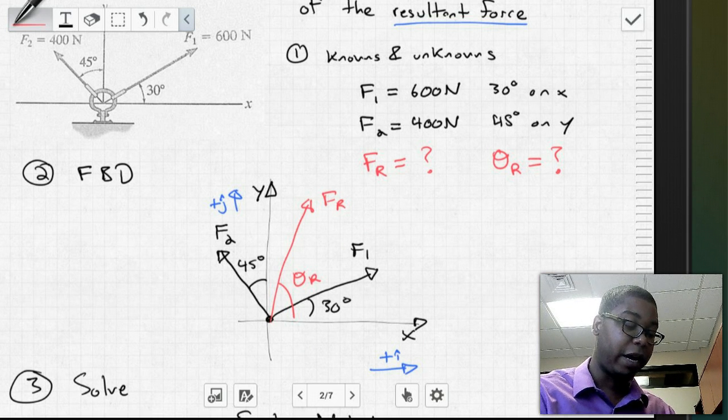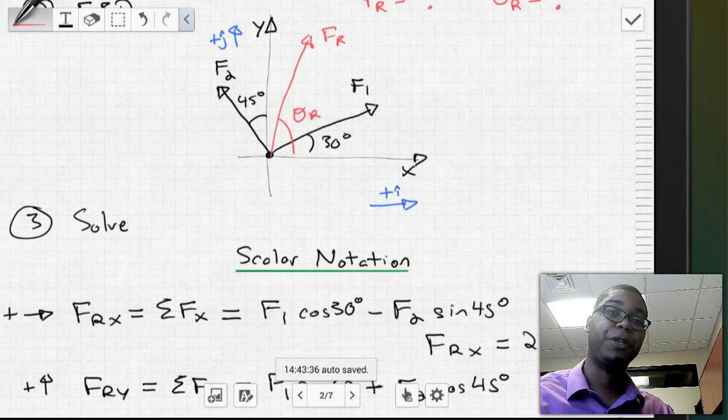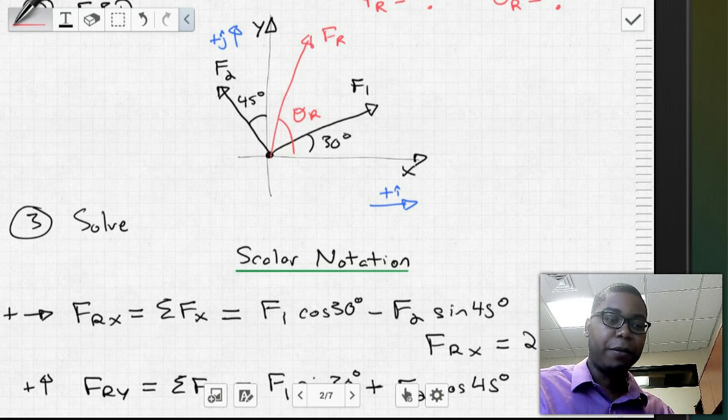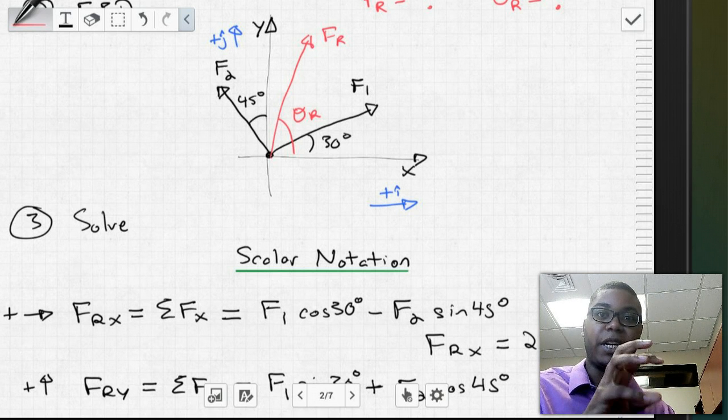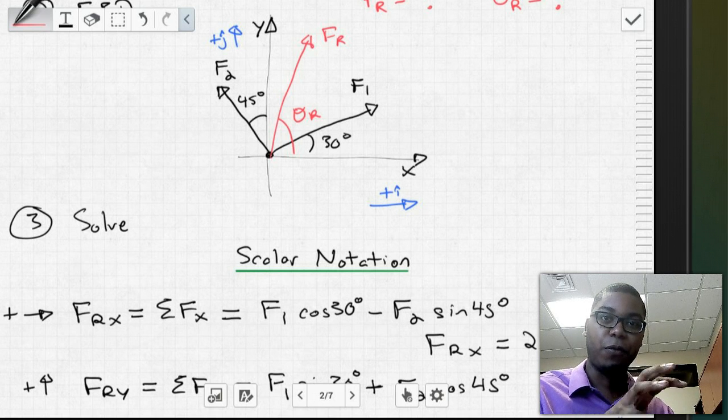So now that we've crafted our free body diagram, we've put in all the dimensional information, our knowns and our unknowns, let's go ahead and attempt to solve the problem. First thing that we can do is attempt to use scalar notation. In the notes, we discuss how we can determine the resultant force component in the x direction by summing the forces in the x, and we can determine the resultant force y component by summing all of the forces in the y direction. So with scalar notation, that's what we're going to attempt to do.